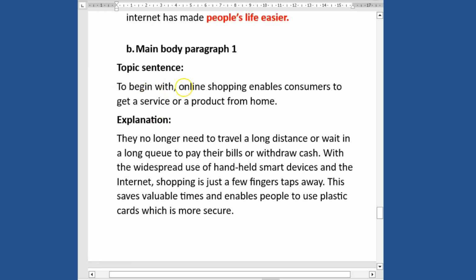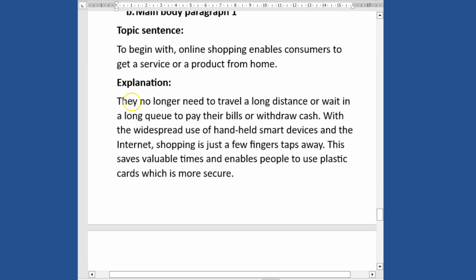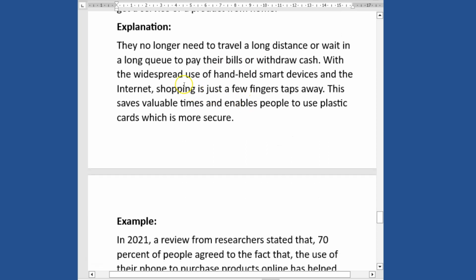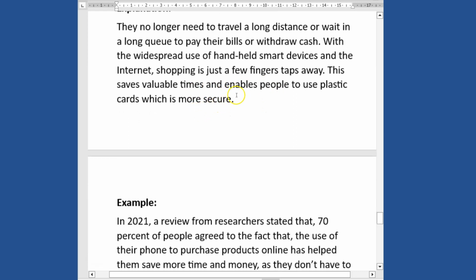To begin with, online shopping enables consumers to get a service or product from home. They no longer need to travel a long distance or wait in a long queue to pay their bills or withdraw cash. With the widespread use of handheld smart devices and the internet, shopping is just a few finger taps away. This saves valuable time and enables people to use plastic cards, which is more secure.